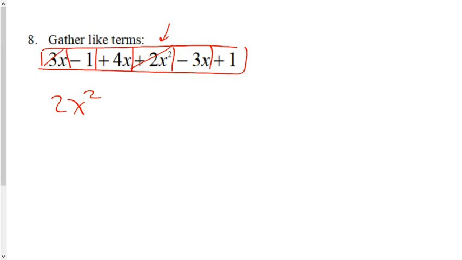A 3x and a negative 3x make what? 0. And a positive 4x will remain. And a negative 1 and a positive 1 make 0 as well. So when I gather like terms, it was a 6-term polynomial, but after gathering like terms, I end up with the binomial 2x squared plus 4x.